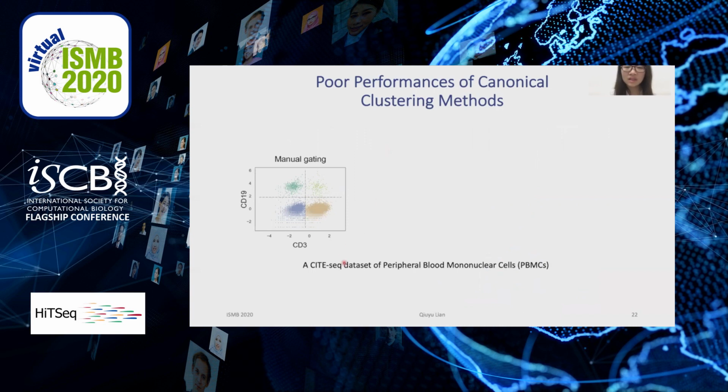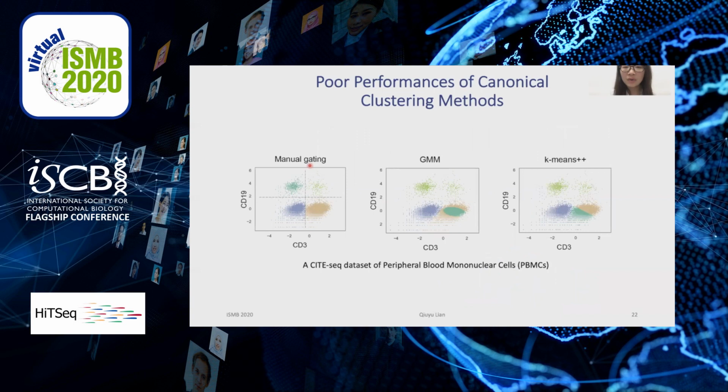In the CITE-seq dataset of PBMC, the manual gating labels are displayed with different colors in the CD3 versus CD19 scatter plot, and the label is used as a ground truth. Comparing with GMM and k-means clustering result, we found that none of them could produce clustering results similar with the ground truth. Particularly, none of them could separate this tiny cluster with other clusters. Why do these canonical methods fail?